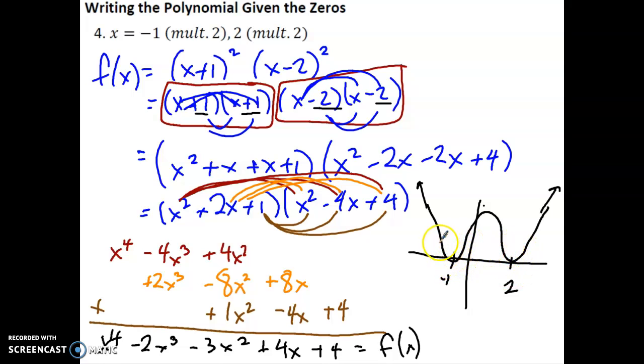This should not go through the axis. It should just touch and bounce off. But again, when I try to do that with my finger, sometimes it works out a little bit better than others. So that is what my polynomial would look like if I were to graph it.